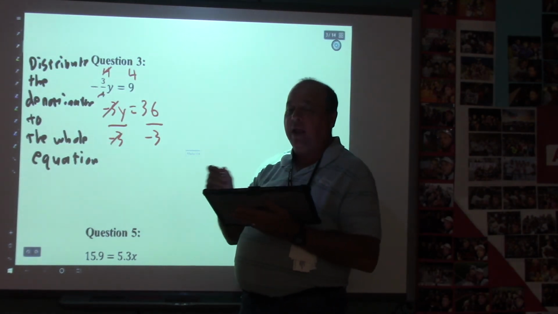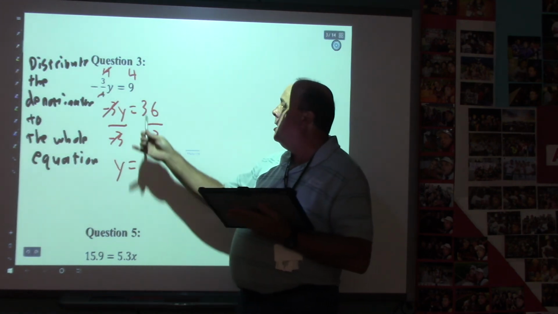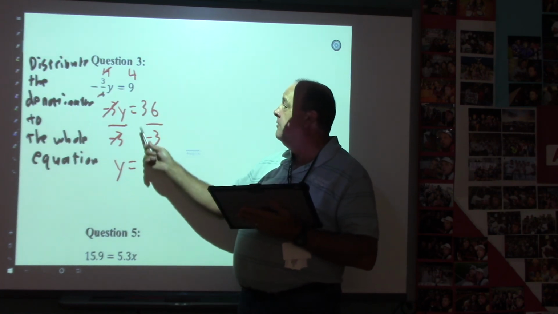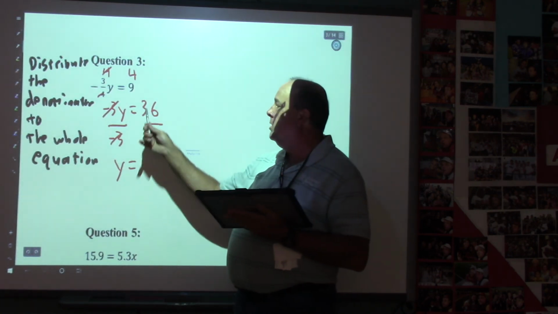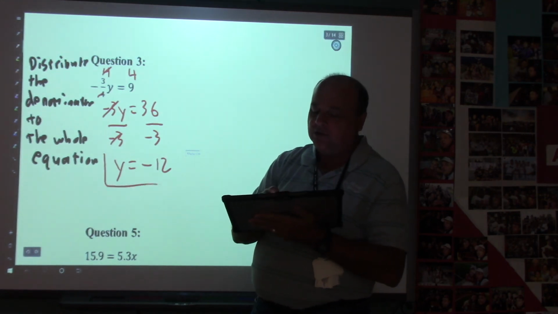The negative 3's cancel out, just like the 4's did, right? And I'm going to get y equals a positive divided by a negative, 6th grade integer. Positive divided by a negative is a negative. And what's 36 divided by 3? That's right, it is 12. So the answer is negative 12.